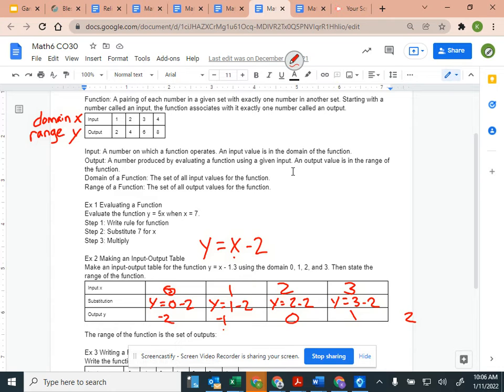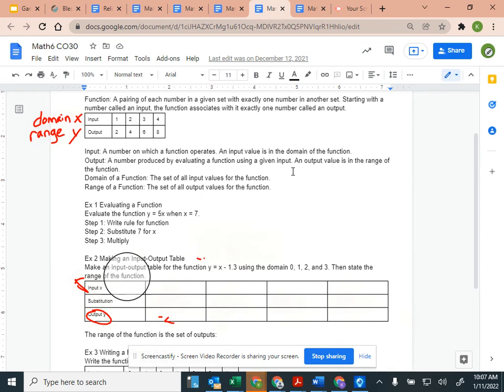You look a little confused. Are you okay? No, I'm good. Okay, how are we feeling about function tables? Thumbs up, thumbs shaky, thumbs down? Okay, a lot of us are feeling confident. A couple of us are, So just remember, they're going to give you the function. They're going to give you the input. You figure out what the output is. So just take your x and fill it in for x.